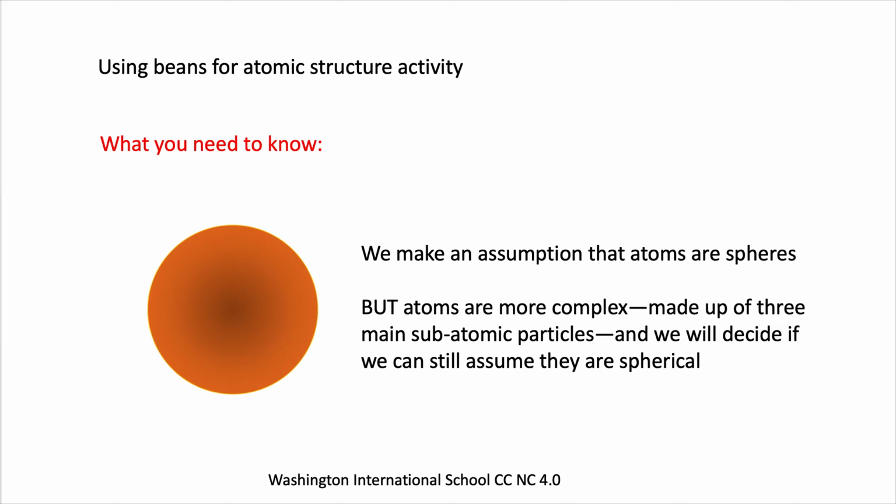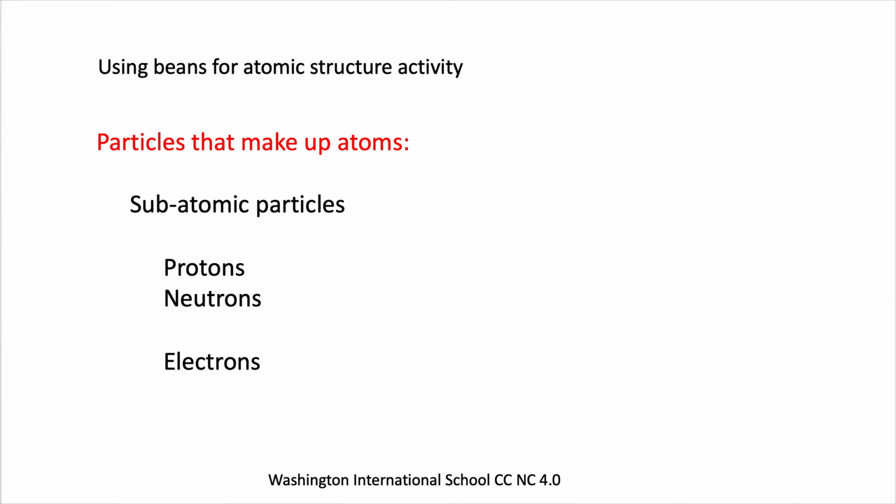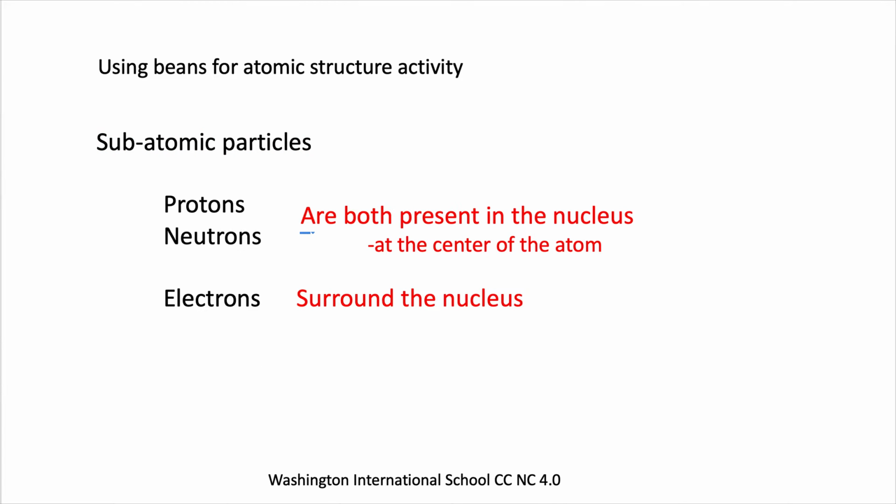We make an assumption that atoms are spheres, but they're more complex than that. We're going to look at the 3 main subatomic particles and try to decide if we can assume they are spherical. So the subatomic particles, protons, neutrons, and electrons: we've bracketed the protons and neutrons together because they are both present in the nucleus at the centre of the atom. Protons are positively charged, neutrons are neutral, have no charge, and electrons, moving and surrounding the nucleus, are negatively charged.